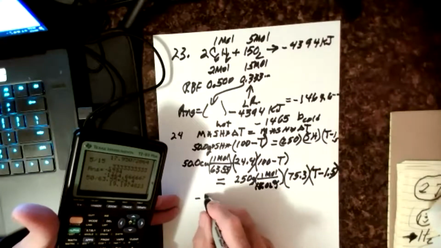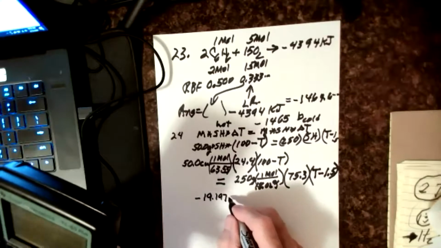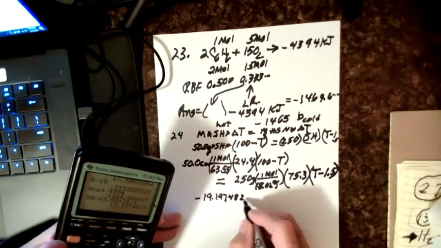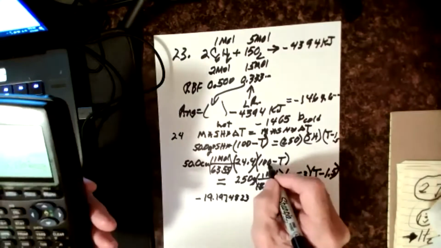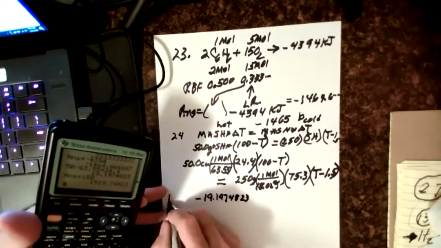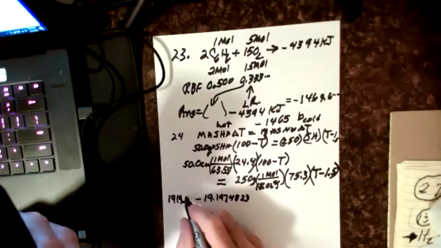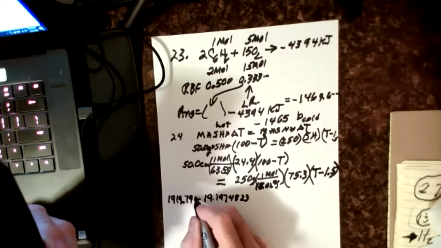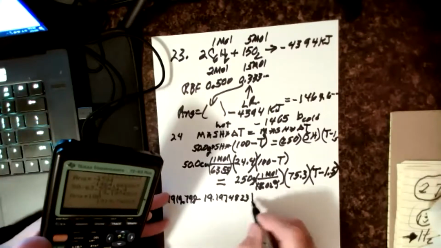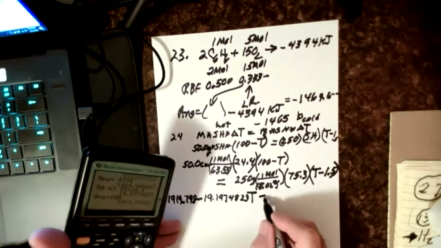So I'm going to have minus 19.1974823, that's all my digits. And now I'm going to multiply that by 100 to get the other number, times 100. And I get 1919.74823, and this one was times T. Okay, so I've got this number minus that many T on the left.